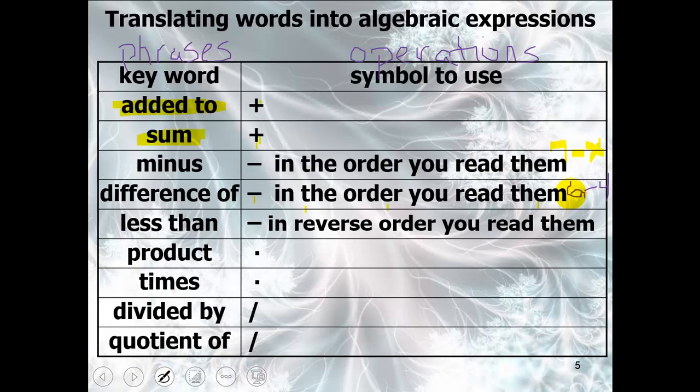Less than. Less than is one I'm going to show you an example of, and then subtracted from. These two, you subtract, you use a minus symbol, but you reverse the order of the terms as you read them. Okay? Product means multiplication. Multiply. Times means multiply. Divided by means divide. Quotient of means divide. Okay?